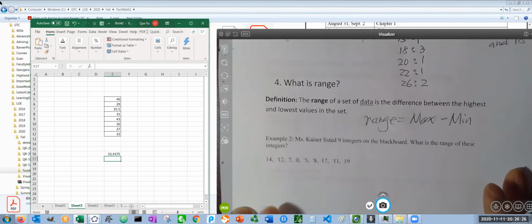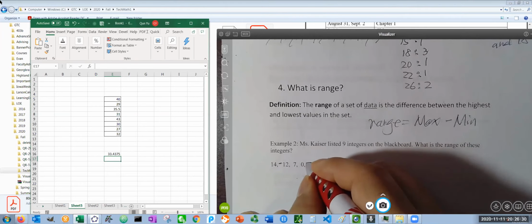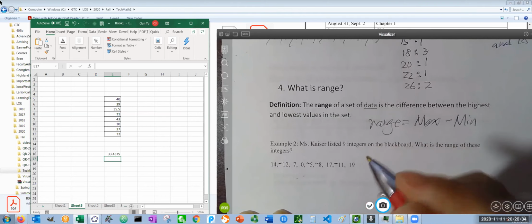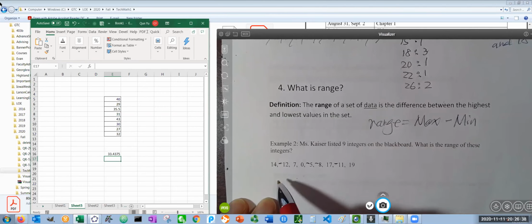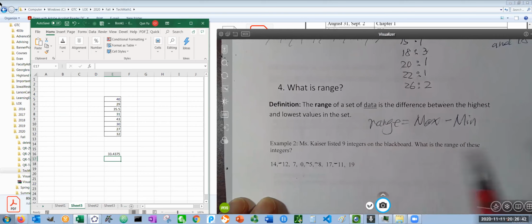So it's a very simple calculation. Here are some numbers. Let me write this clearly. I don't know why the printer printed this negative sign this way. So we have this data set. Miss Kaiser lists these 9 numbers on the blackboard and asks students to calculate the range of this data set.